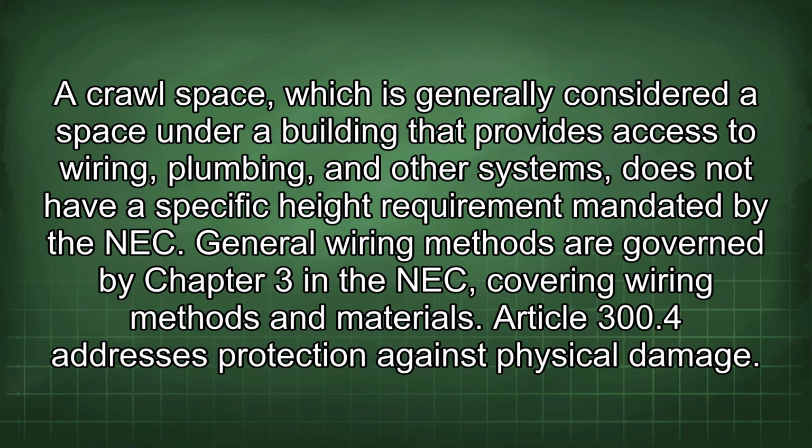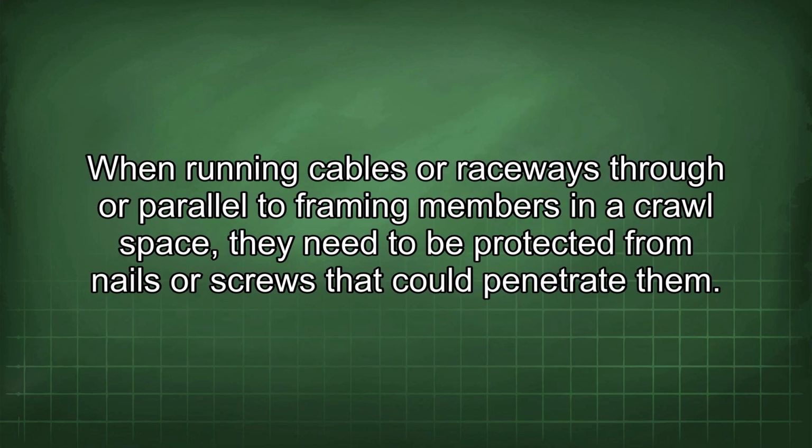General wiring methods are governed by Chapter 3 in the NEC, covering wiring methods and materials. Article 300.4 addresses protection against physical damage. When running cables or raceways through or parallel to framing members in a crawl space, they need to be protected from nails or screws that could penetrate them.